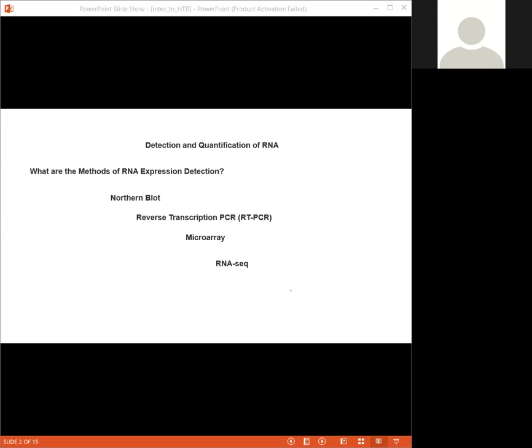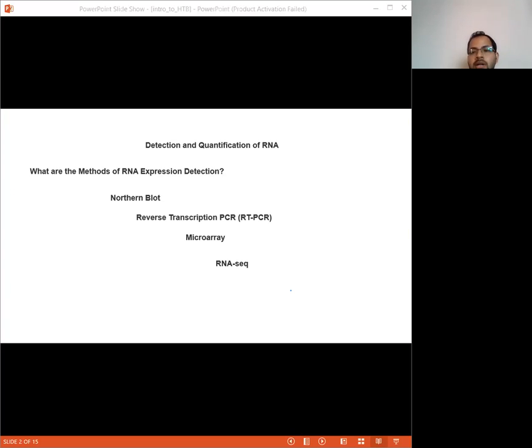Sir, microarray is specifically used to quantify the protein expression. Hmm? No. There are different kinds of microarray. That microarray can be used for protein also, but most of the microarray from the very beginning, they are used to quantify the RNA. That is for transcriptomics analysis.